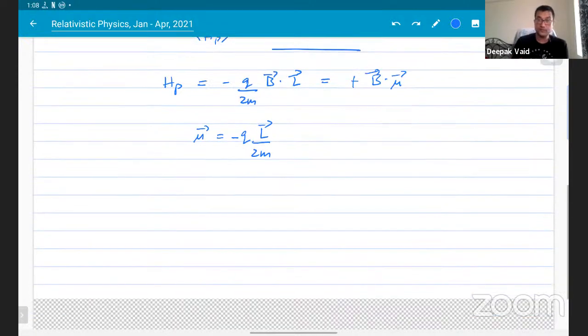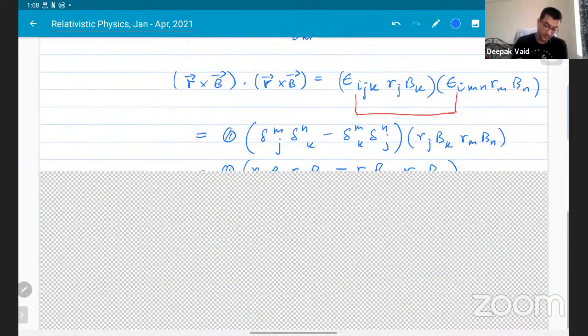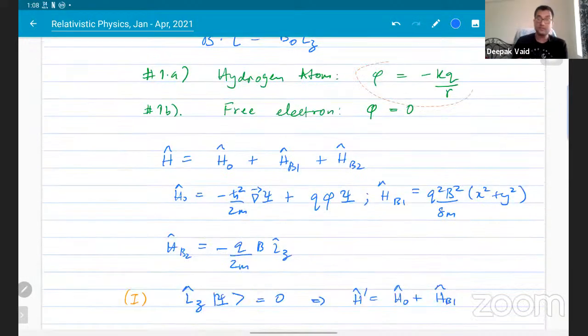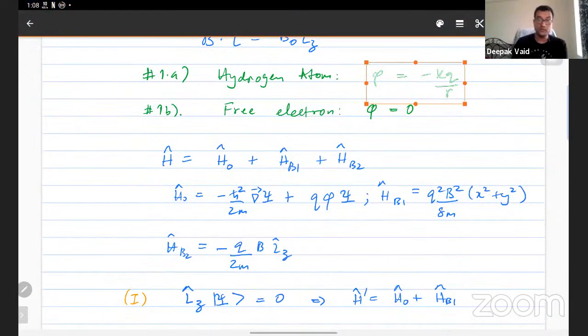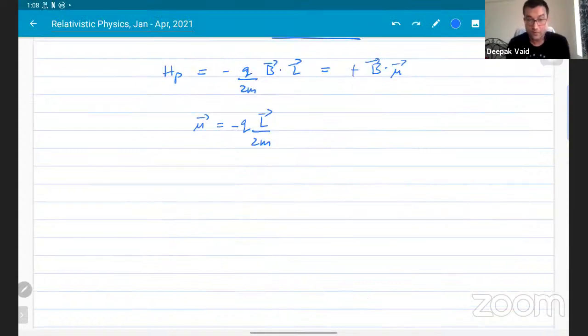Now what happens due to this magnetic moment, I've already explained. You get this splitting, but we can look at it a little bit more carefully. We can ask what happens when we include this potential. Which potential was that? The central potential phi. We have not included the effects of the central potential, so I'll do that in the next class. Okay, I'll stop here for now. Questions?